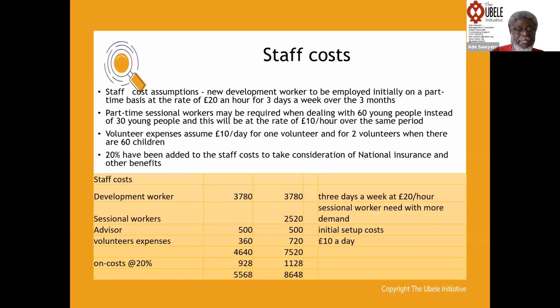In this case, what we say is that the volunteer costs are £10 a day, but if we have 60 children, then it will go up to £720. And then we add on the cost of recruiting and if there are any benefits. And so what we realize is that the staff costs are different. For 30 children, it's going to be 5,568. For 60 children, it's going to be 8,648. So at the top are the assumptions that explain the figures.